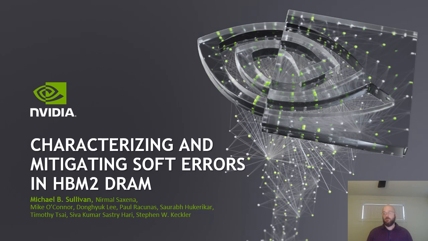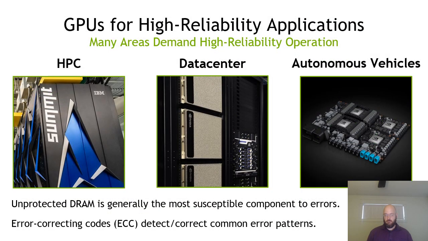I'm from the Architecture Research Group at NVIDIA, and I'm going to talk to you about characterizing and mitigating soft error effects in DRAM, with a focus on the HBM2 and current compute class GPUs. GPUs are being used in many high reliability applications, including high performance supercomputers, data center and cloud systems, and autonomous driving systems. DRAM is the largest and most susceptible memory in a GPU, and so these high reliability GPUs protect DRAM with error correcting codes, or ECCs.